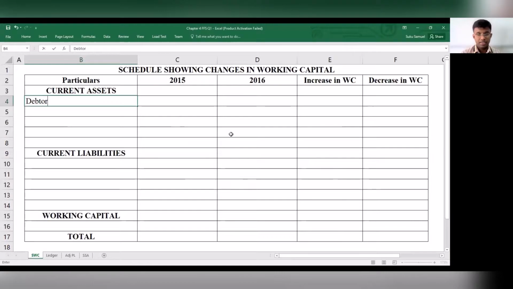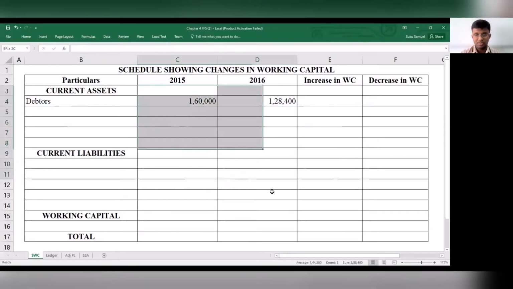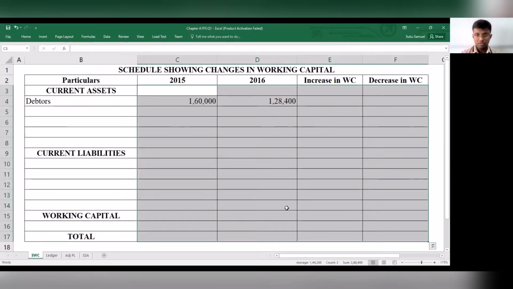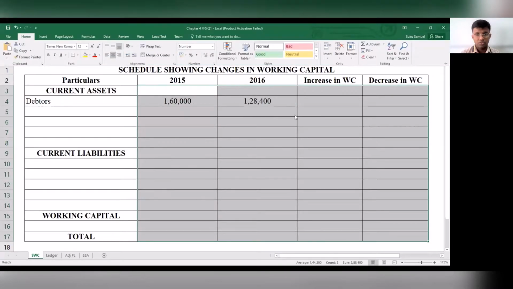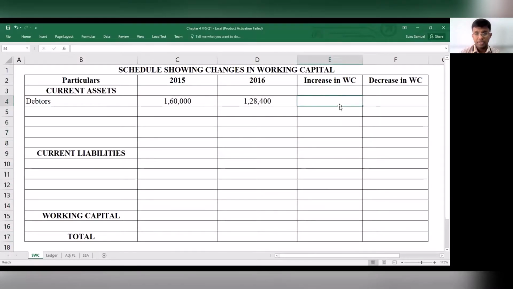Now let's have debtors. Debtors is 1,60,000, and then we have 1,28,400. Please remember, we are capturing what impact it has on your working capital. Here debtors has reduced. Because debtors has reduced, your working capital will also reduce, by 31,600.